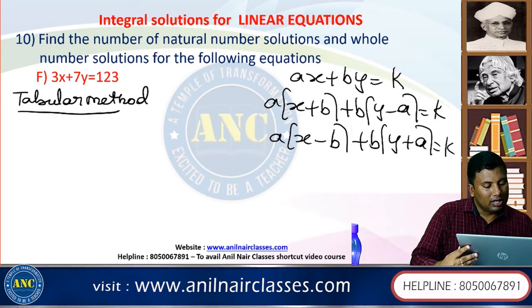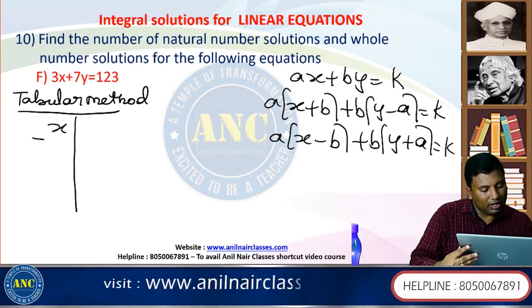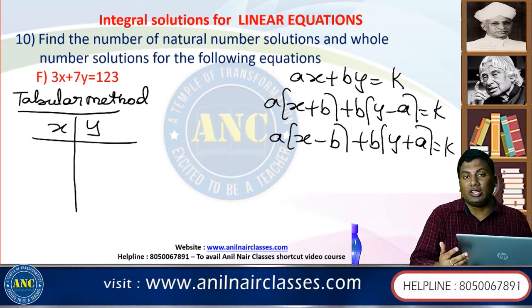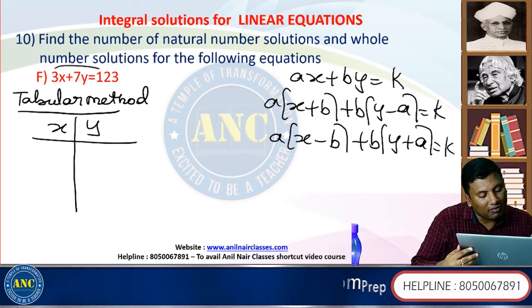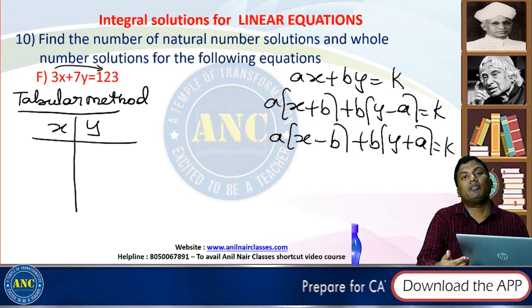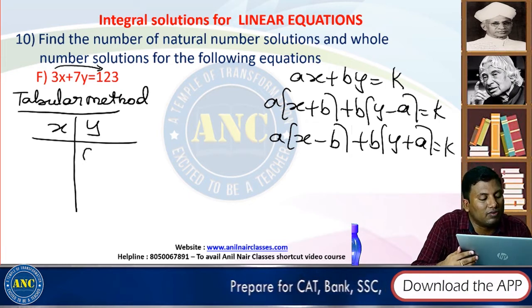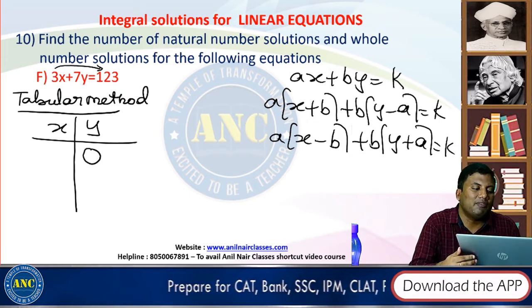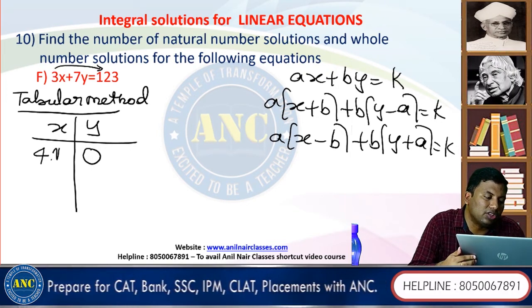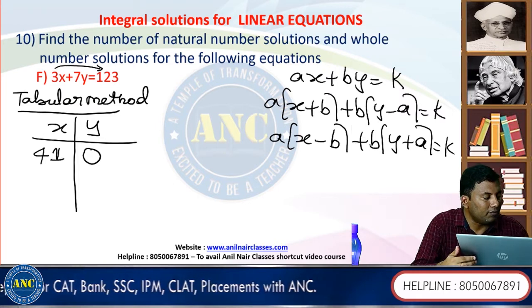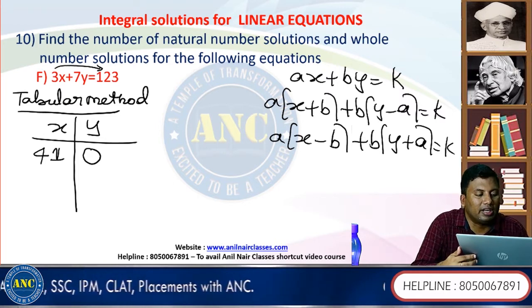Now see here, tabular form, x and y. Start with that one which is not a factor of right hand side. 3 is a factor of 123, 3 41s are 123. So start with y value 0. If y value is 0, 3x is 123, so x is nothing but 41.